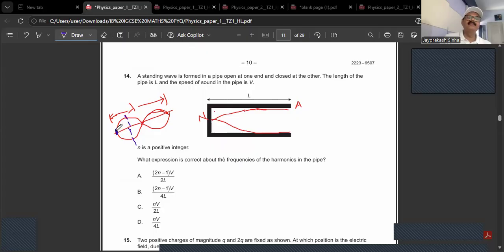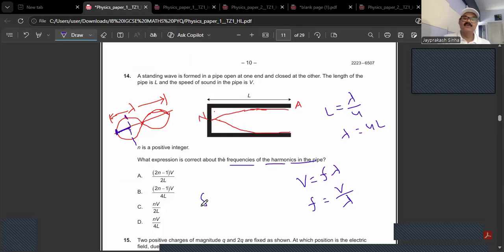So what is the length from here to here? That is lambda by 4, and that is equal to L. L is equal to lambda by 4. So lambda is equal to 4L. Okay. There is a relation between velocity, frequency, and wavelength. What is that? V is equal to f lambda. It means f is equal to what? V upon lambda. Okay. Here it is asking for the frequencies of the harmonics in the pipe.